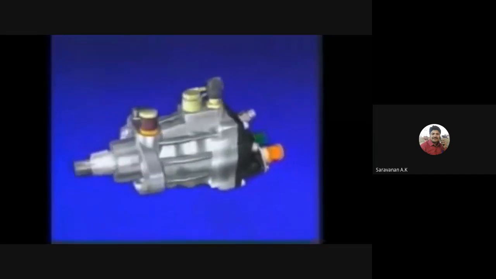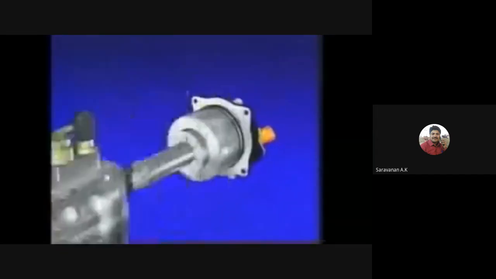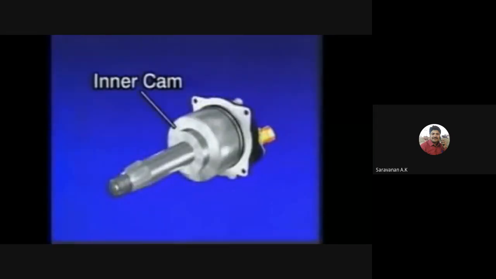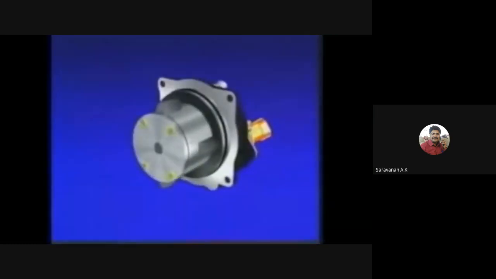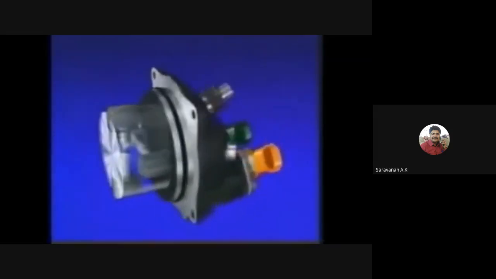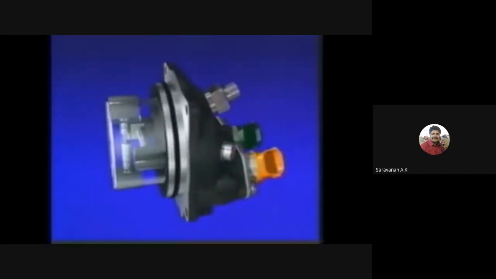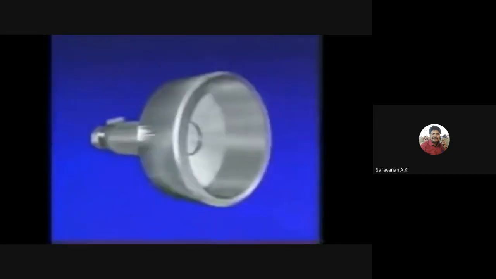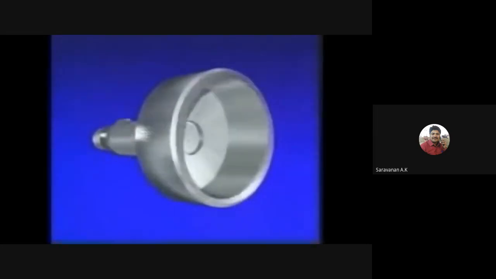Let's look at its internal construction. The supply pump contains an inner cam which is driven by the engine. On the inside of the inner cam, there are two sets of opposing plungers. Each set of opposing plungers is positioned at a 90-degree angle from each other. Each plunger operates independently. The tip of each plunger is provided with rollers that come in contact with the inside of the inner cam. The inside of the inner cam is oval.